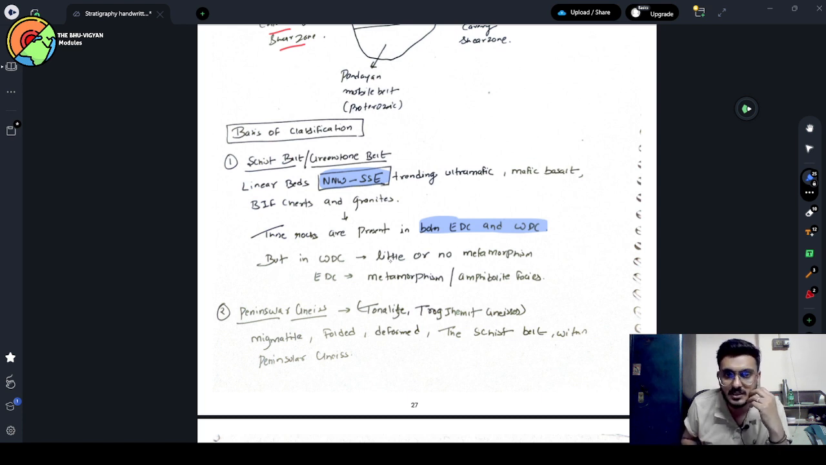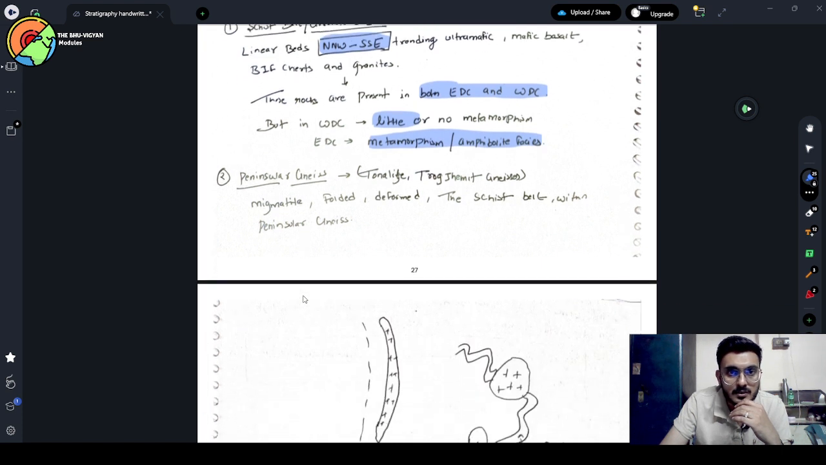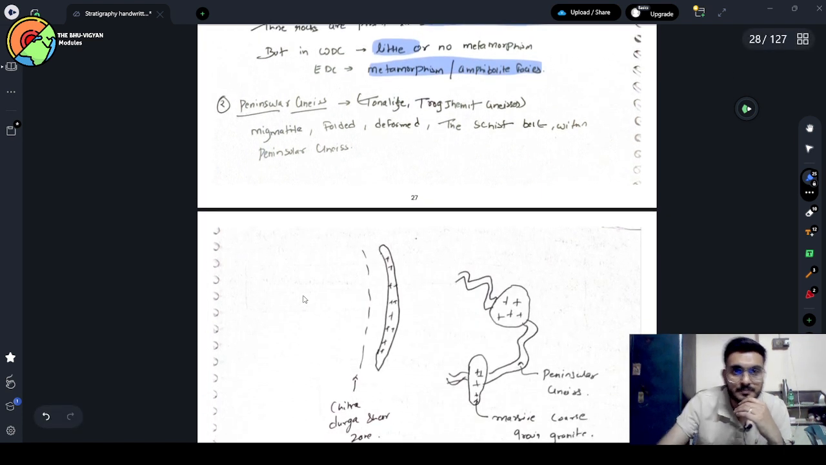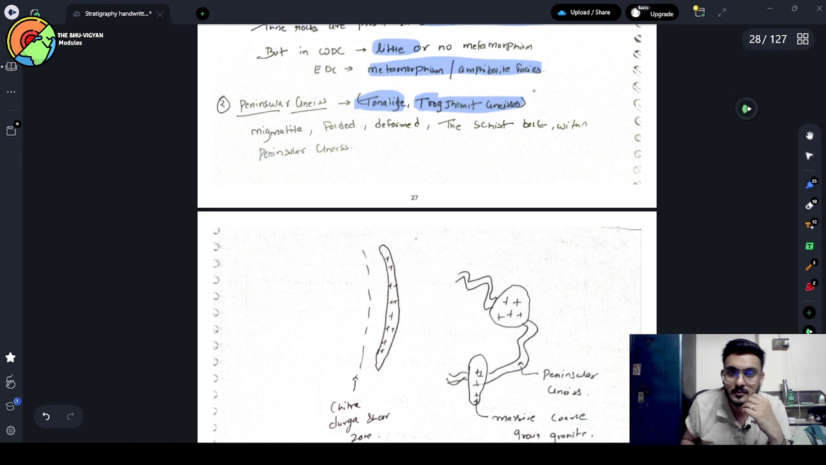But if you see the western Dharwar Craton, it has little metamorphism. And in the eastern Dharwar Craton, we can see a high grade of metamorphism, up to the amphibolite facies. Now the second one is peninsular gneiss. The composition of this peninsular gneiss is tonalite-trondhjemite gneiss. This is also known as TTG.